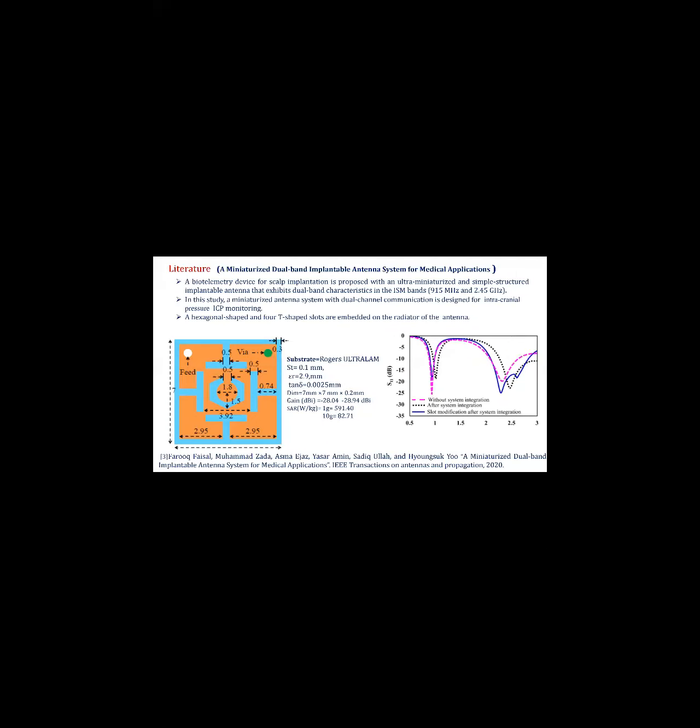They also used another miniaturized dual band implantable antenna system for medical applications. Here also they used a Rogers Ultralam substrate. They are using different slot structures, like a T-shaped slot embedded on the radiating patch. The hexagonal shaped and four T-shaped slots are introduced to obtain the dual band of 915 MHz and 2.45 gigahertz.